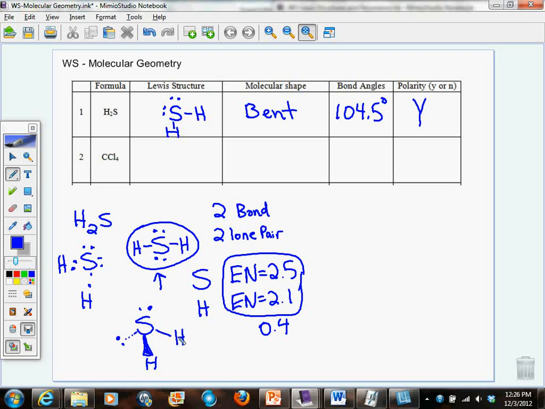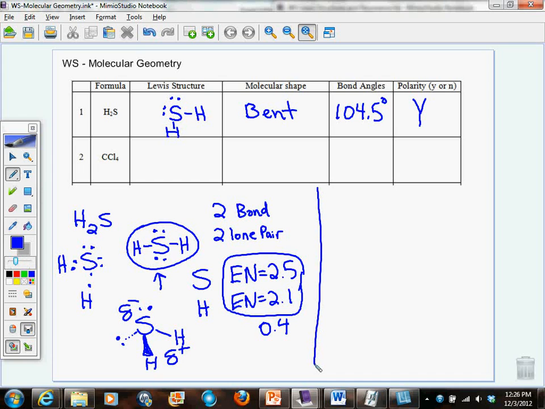We definitely get a positive side. Remember, the sulfur is more electronegative, so that leaves the hydrogens a little bit deficient. And we definitely get a negative side on the opposite side. So that will create a polar molecule for that one. So those would be the answers for number 1. Number 1 is actually one of the harder ones for polarity.